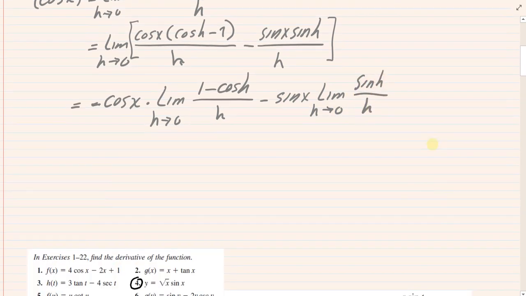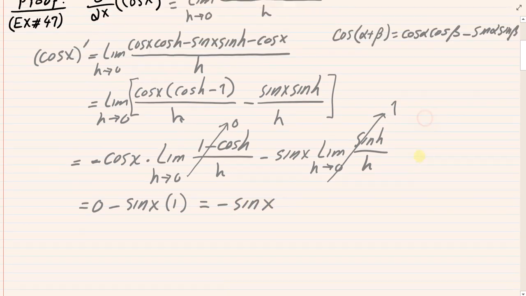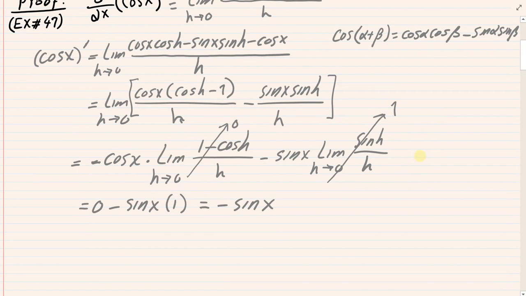Now both of these limits we worked earlier, I believe in the chapter on limits. The limit of sine h over h approaches 1 as h goes to 0, and this first limit approaches 0. 0 times cosine x is of course 0, and negative sine x multiplied by 1 is going to be negative sine x. And there you go, that is the proof for that.